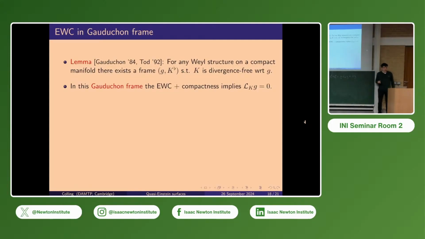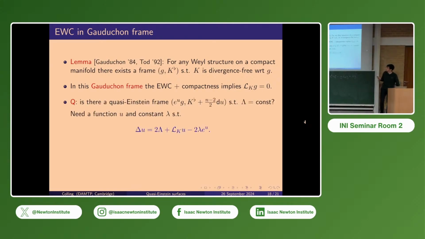But of course, what we're really interested in is solving the Quasi-Einstein equation. So what we want is to find a frame where this function lambda is a constant. And the strategy will be as follows. So we start in this Gauduchon frame where everything is simpler, and then we try to find a conformal transformation that will take us to the Quasi-Einstein frame. So we try to solve for this function u such that in this new frame, the capital lambda is a constant. And this will impose a PDE on u, and the PDE is the following, where here this little lambda is what we want to be capital lambda in the new frame. So this little lambda has to be a constant.